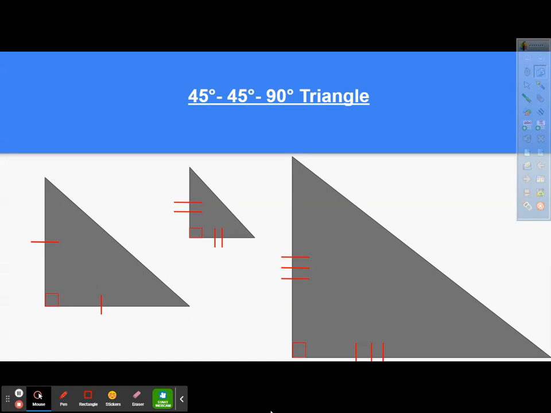All right, so what if these triangles are isosceles triangles. Notice these two sides are congruent, so this is an isosceles right triangle. This is an isosceles right triangle. This is an isosceles right triangle. If you know it's a right triangle and you know it's isosceles, what are these two angles going to be?